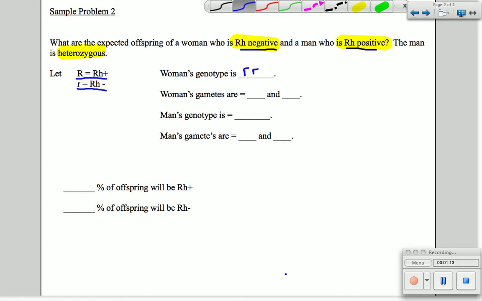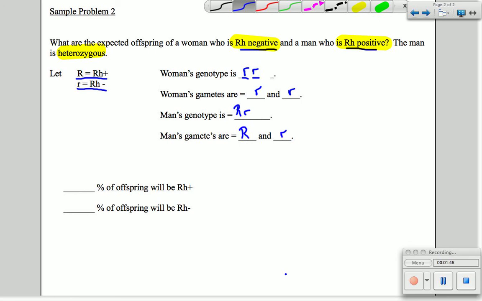The man's genotype is Rh positive, and we're also told that it's heterozygous, which means we need 1 copy of each allele. Since Rh positive is the dominant phenotype, having even 1 Rh positive allele gives us an Rh positive phenotype. Principle of segregation, the alleles will separate during meiosis. If the woman's 2 alleles separate into eggs, we would have a little r egg and a little r egg. If the man's gametes separate, we would have a capital R and a lowercase r.